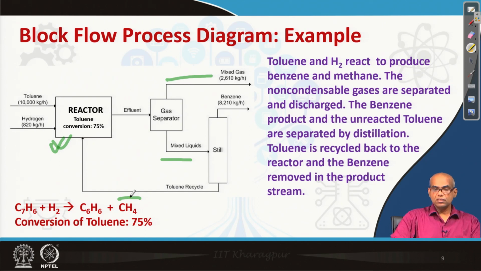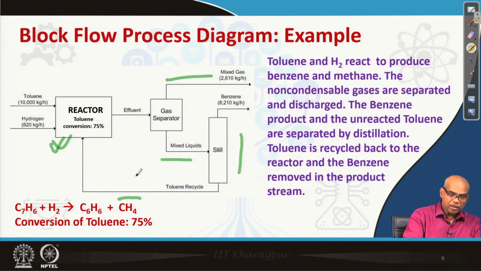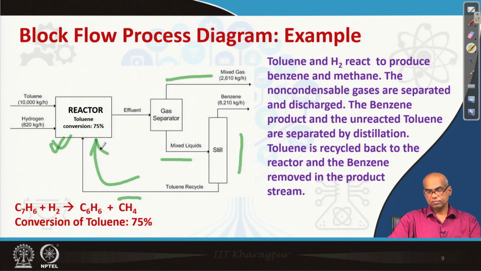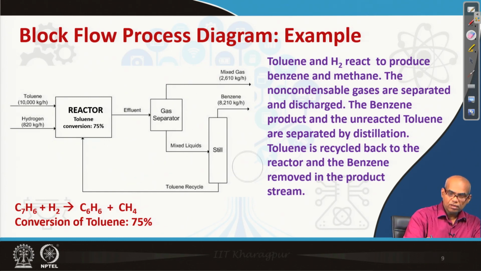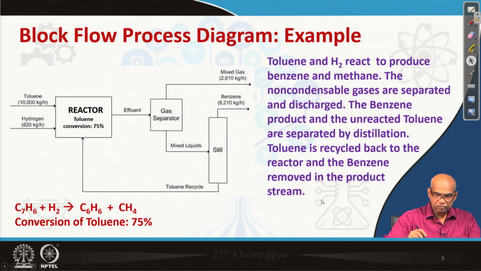So, the gas separator separates the gas, and the liquid stream is separated into benzene and toluene in a distillation column, and the toluene is recycled back to the reactor. So, this can be represented by blocks in this block diagram. Note that toluene and hydrogen react to produce benzene and methane.